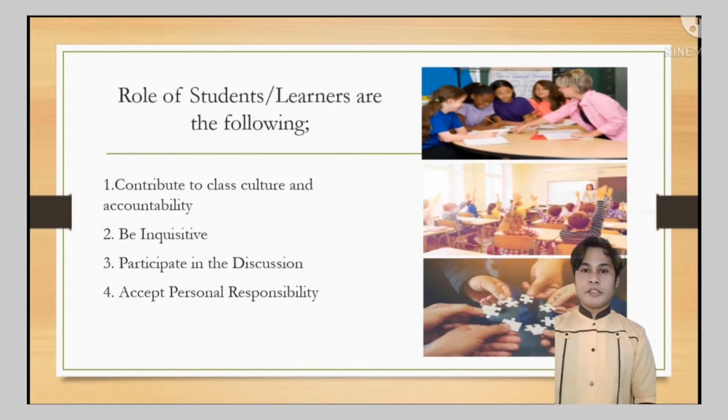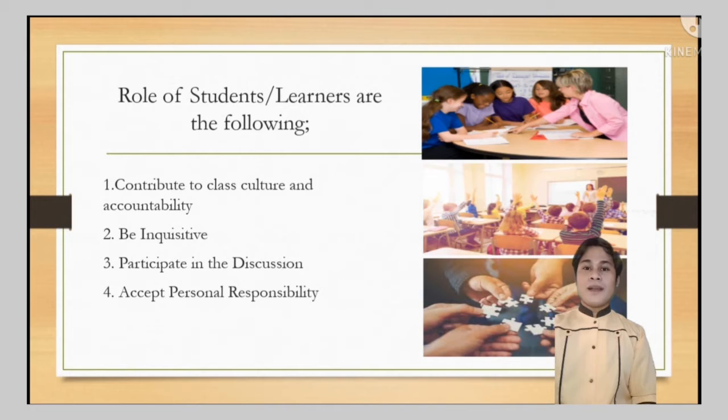The role of students, learners, are the following. Number 1, contribution to class culture and accountability. Classroom rules should be agreed upon by each class. When students are given the opportunity to participate in the development of classroom rules, they are more inclined to keep each other accountable. Fewer teacher-to-student commands, more peer-to-peer course correction could be the result for a teacher.